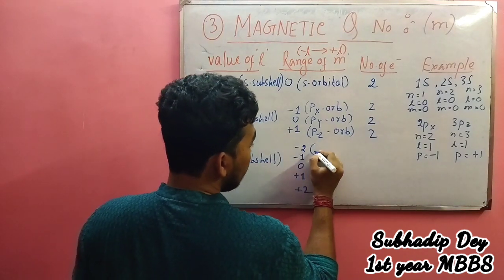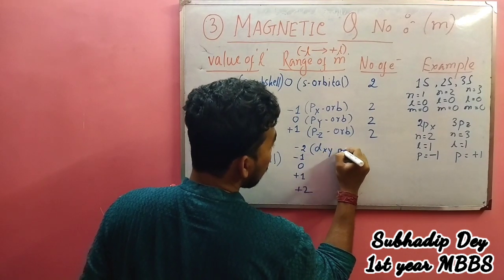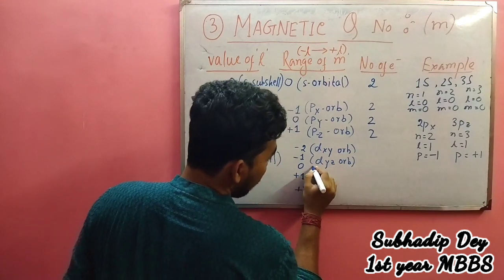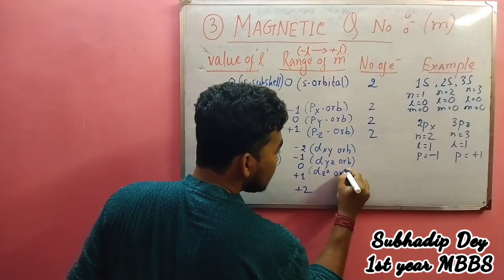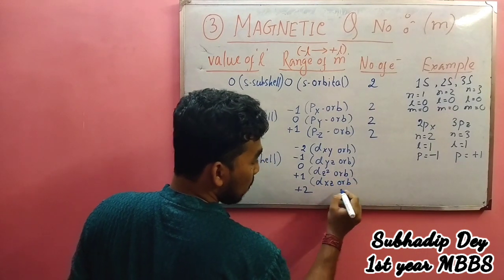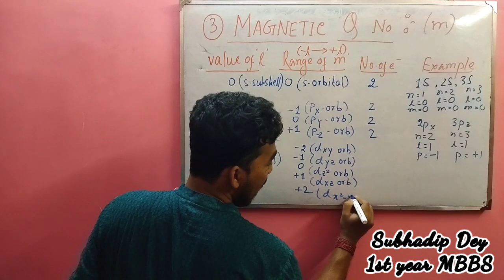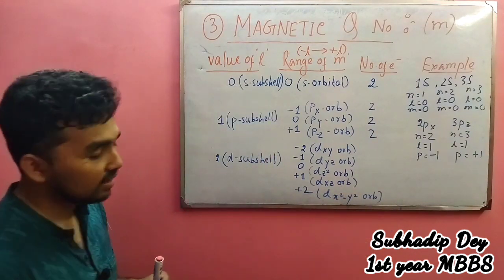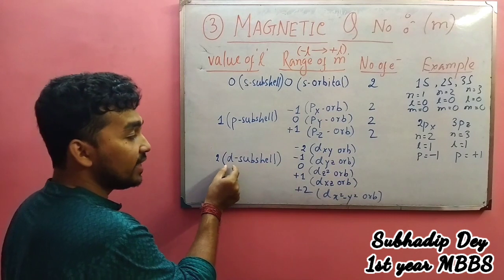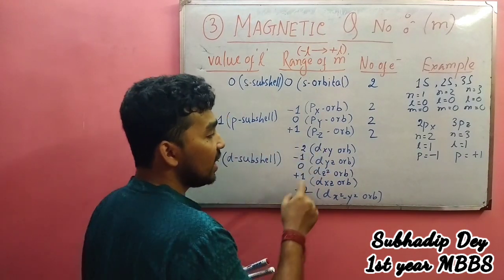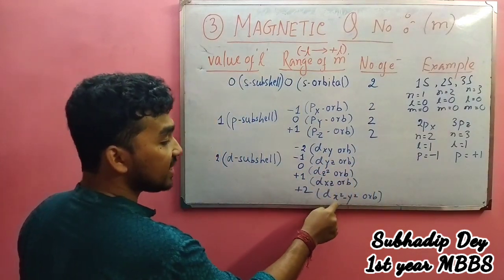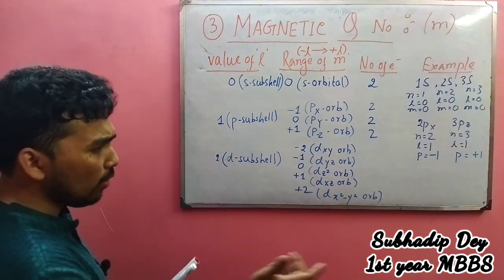देखो, for minus 2 it will be dxy orbital. For minus 1 it will be dyz orbital. For 0 it will be dz square orbital. For 1 it is dxz orbital, and for plus 2 it is dx square minus y square orbital. So here you can see for d subshell there are 5 orbitals: dxy, dyz, dz square, dxz and dx square minus y square orbitals.